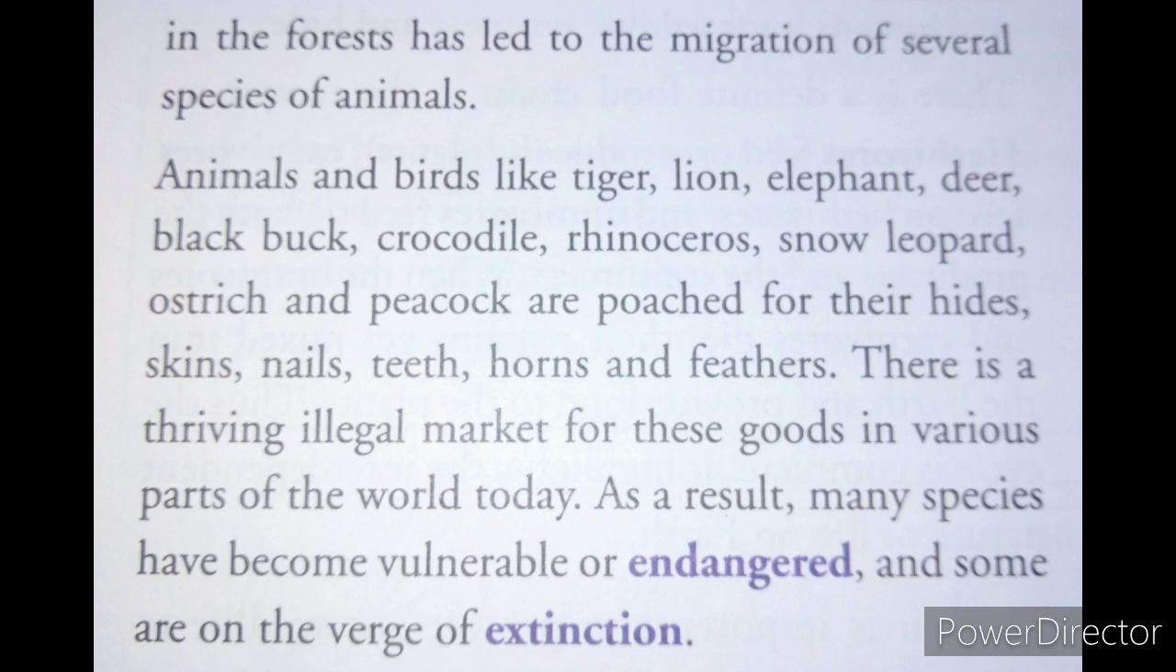As a result, many species have become vulnerable or endangered and some are on the verge of extinction. Because of this, many species, of plants and animals, are disappearing and are on the verge of extinction. And remember one thing: we mention such animals that are disappearing in the Red Data Book.